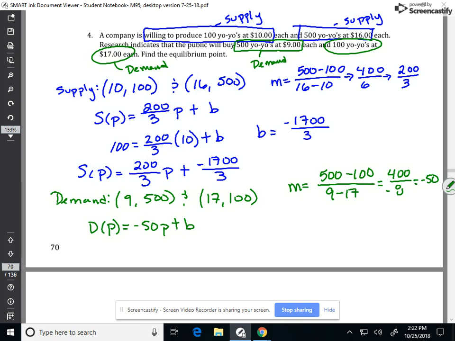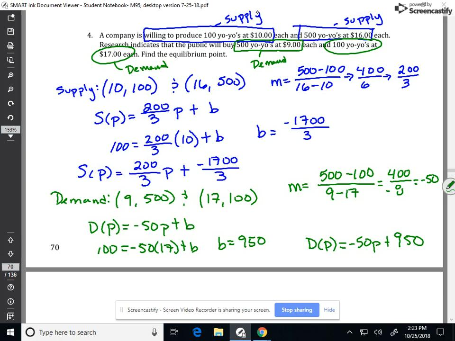So if I plug in the ordered pair (17, 100), I've got 100 equals negative 50 times 17 plus B, and I solve for B. I'm going to get a B value of 950. So again, writing out my demand function, I get D of P is equal to negative 50 P plus 950. Whole lot of work just to get our two functions.